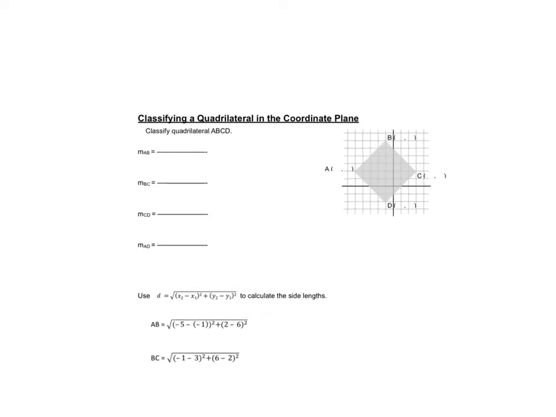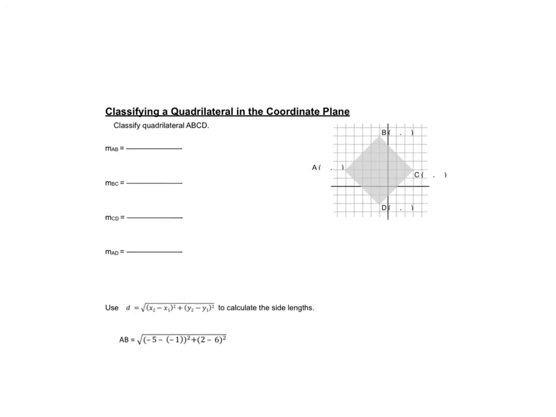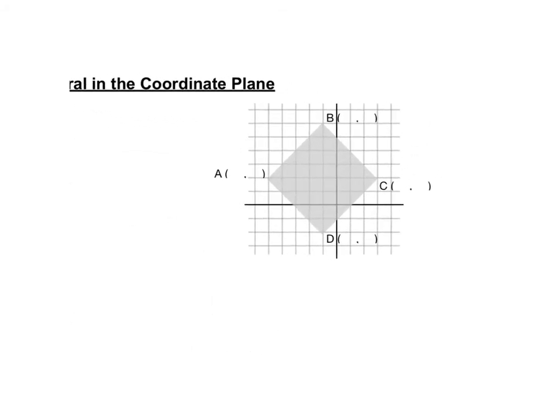Looking at this quadrilateral, it says classify a quadrilateral on the coordinate plane, and we're going to classify A, B, C, D here. And we can first go ahead and fill in the points that we see here. Point A is going to be 1, 2, 3, 4, 5, so that is going to be negative 5, 1, 2.